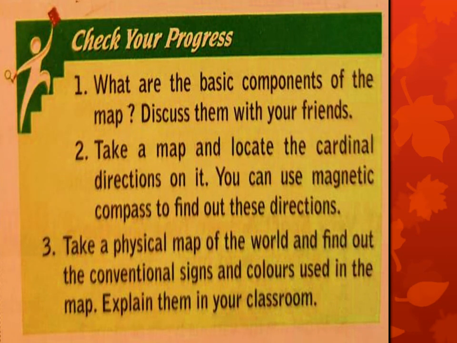Now we have some questions so that we can check your progress. First question is, what are the basic components of the map? Second, take a map and locate the cardinal directions on it. You can use a magnetic compass to find out these directions. Third, take a physical map of the world and find out the conventional signs and colors used in the map. So you need to do this exercise.